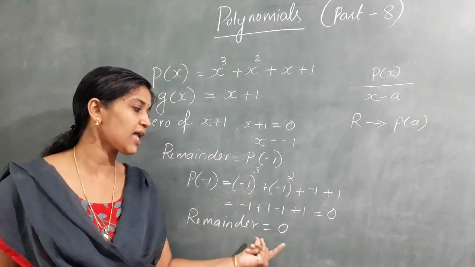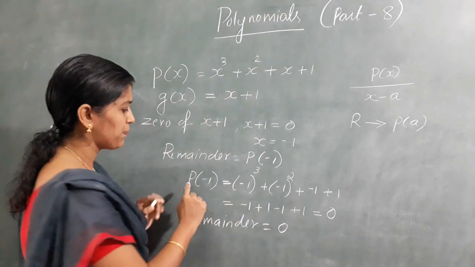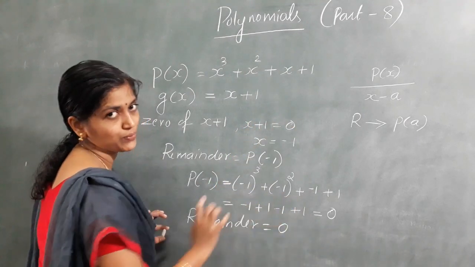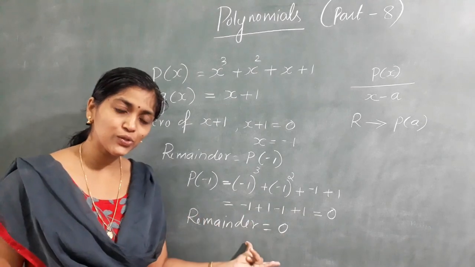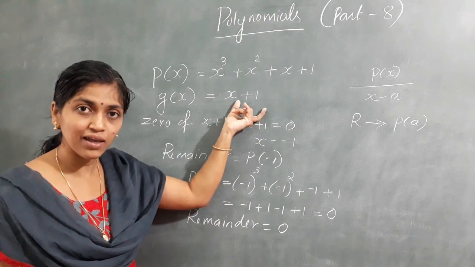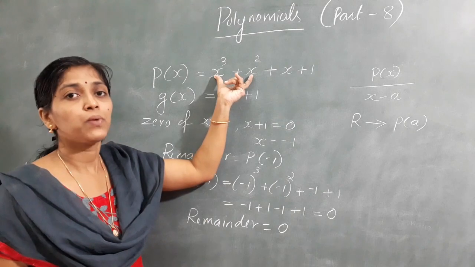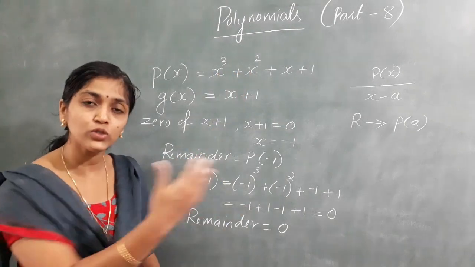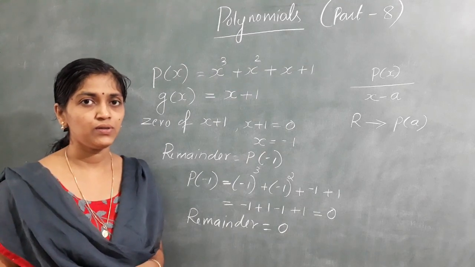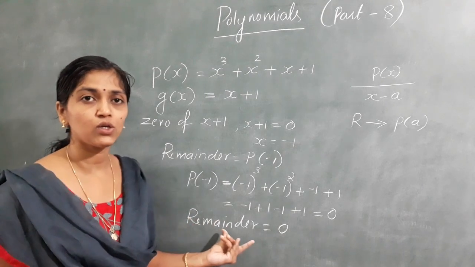Since we got the remainder as 0, what can we say about this x plus 1? Here p of minus 1 was our remainder. We got the remainder is equal to 0. So we can say x plus 1 is a factor of this polynomial p of x. We will come to that in our factor theorem. Is it clear now?